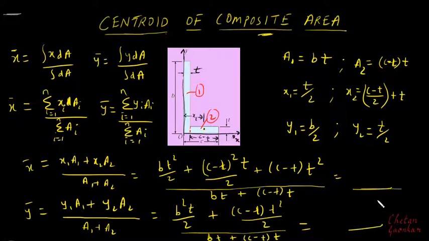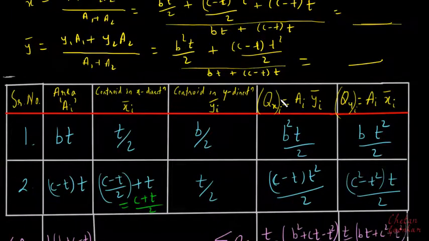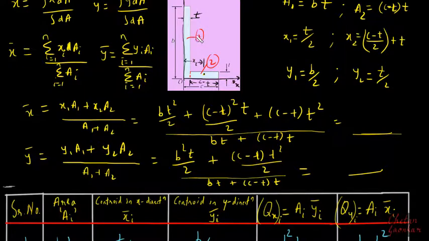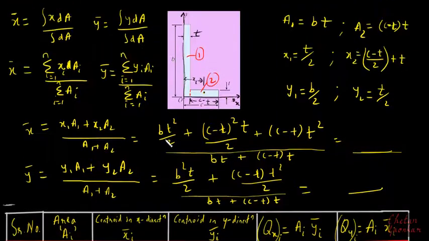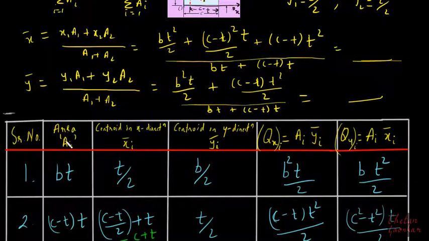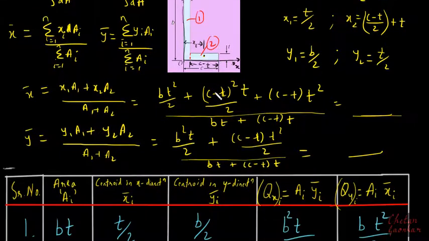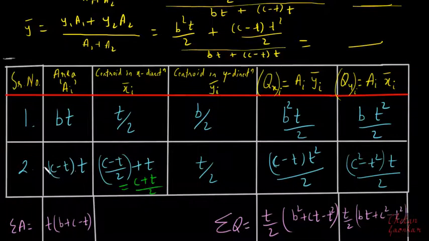Fine. Another easy way of determining all this is just to make one table in this fashion. It starts from the serial number, wherein we put the number of areas. Here we have only two areas, area 1 and area 2. So under serial number I will put 1 and 2. Then I will write all the areas: the first area was bt, the second area was c minus t multiplied by t.